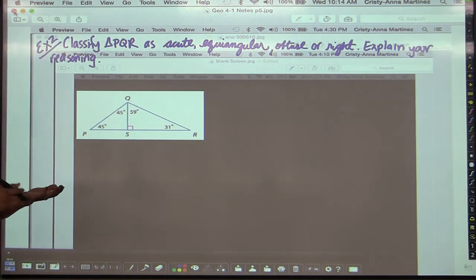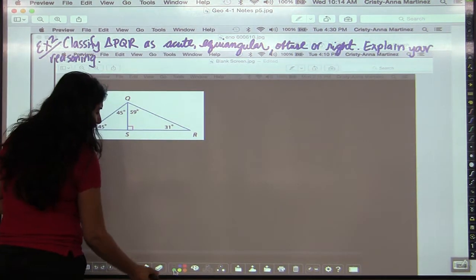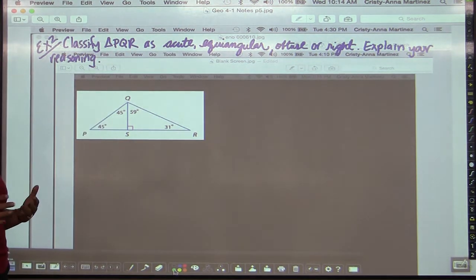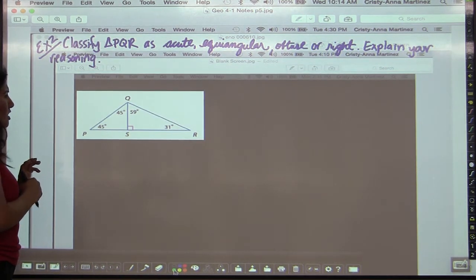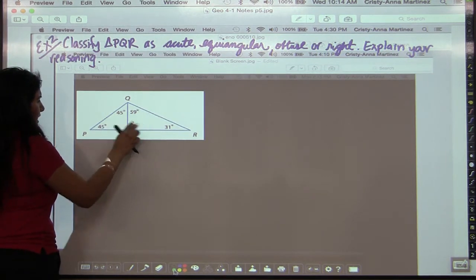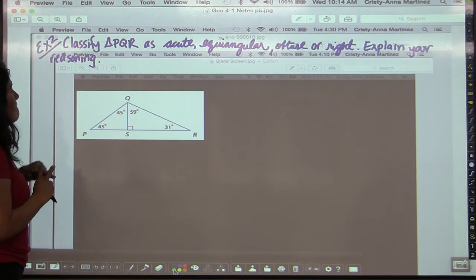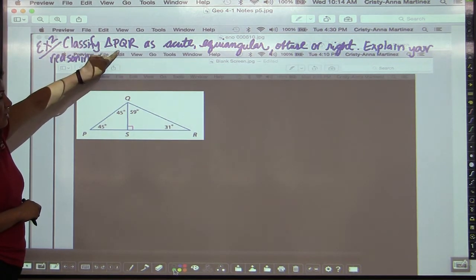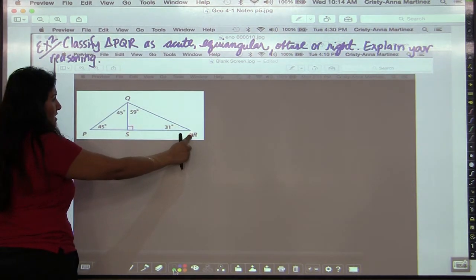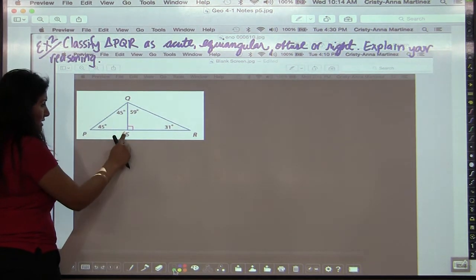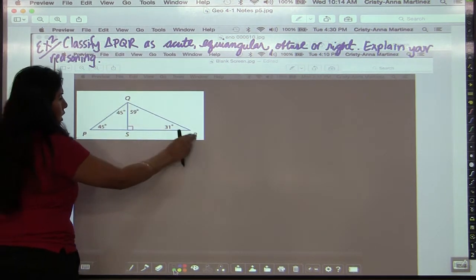All right, so basically this is the same thing that we were doing in example 1. The difference is that the diagram might have a little bit more going on than the example previous. In other words, we're looking at 2 triangles inside of the larger triangle, so it's important that we understand what they're asking us for, because they want us to classify PQR. So here's PQR, those are the vertices. So I'm not interested in PQS, I'm not interested in RQS. I just want to know PQR.